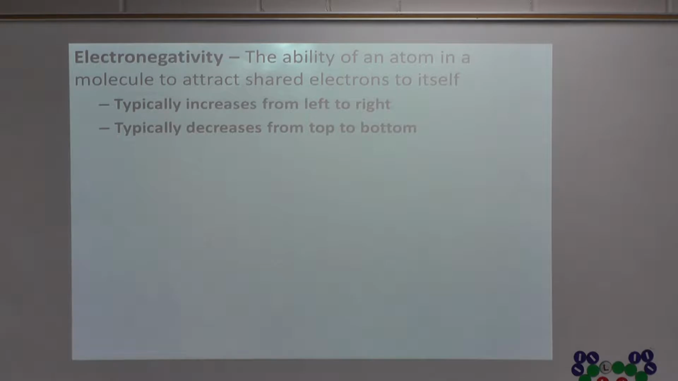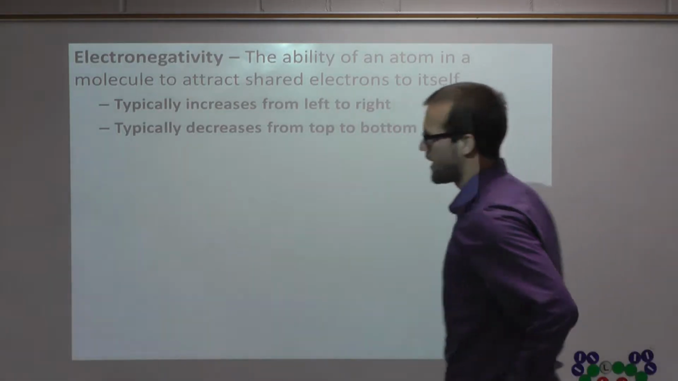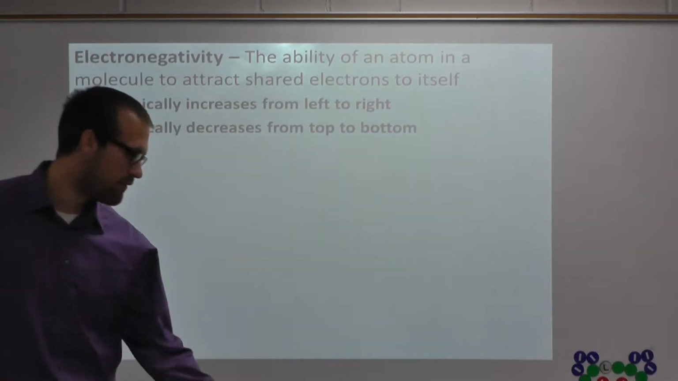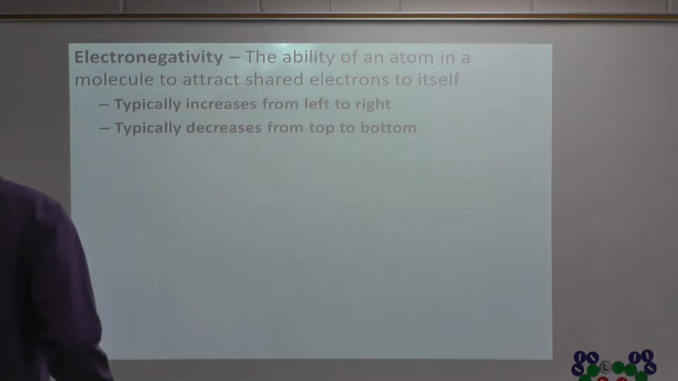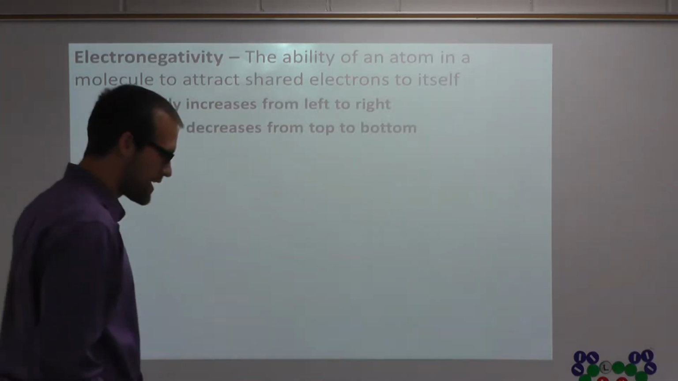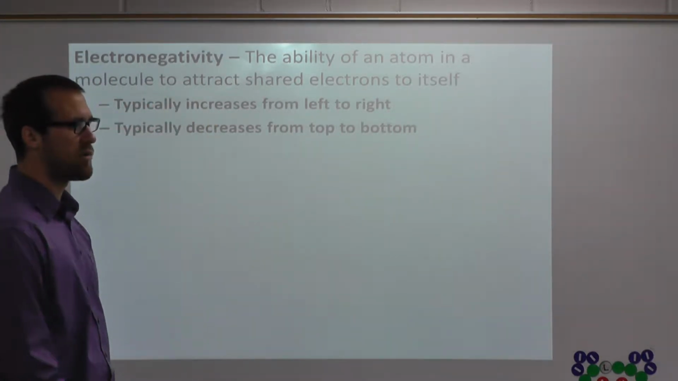Okay? As I go left to right, it becomes more electronegative. As we go top to bottom, it becomes less electronegative. So the trend is really from the bottom left to the top right. As I go from the bottom left to the top right, it becomes higher electronegativity values. As I go from the top right down to the bottom left, I have less electronegativity values.